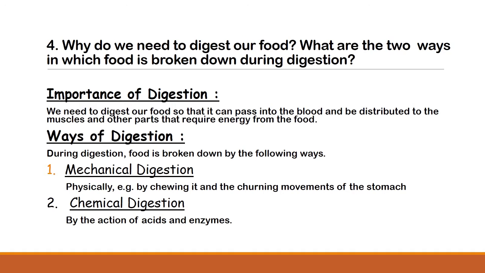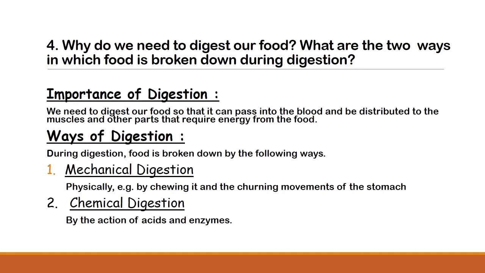4. Why do we need to digest our food? What are the 2 ways in which food is broken down during digestion? Importance of digestion. We need to digest our food so that it can pass into the blood and be distributed to the muscles and other parts that require energy from the food.